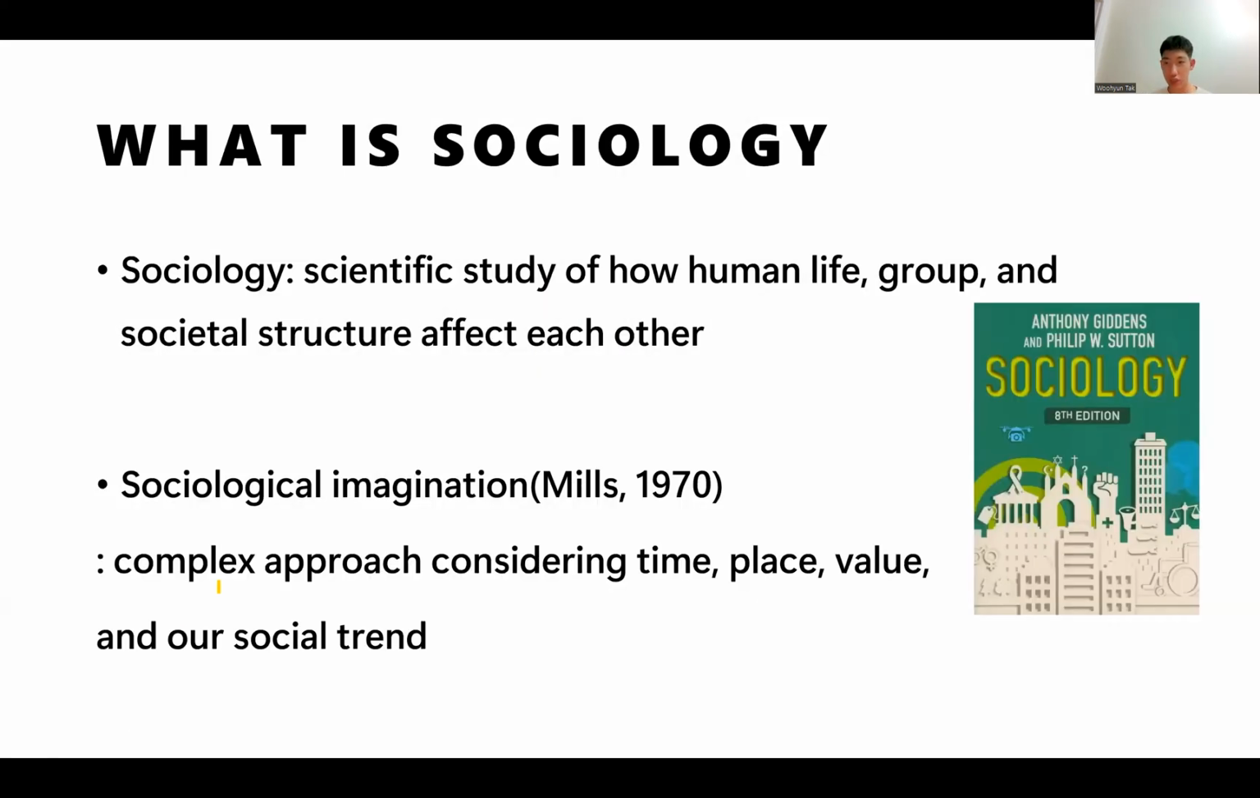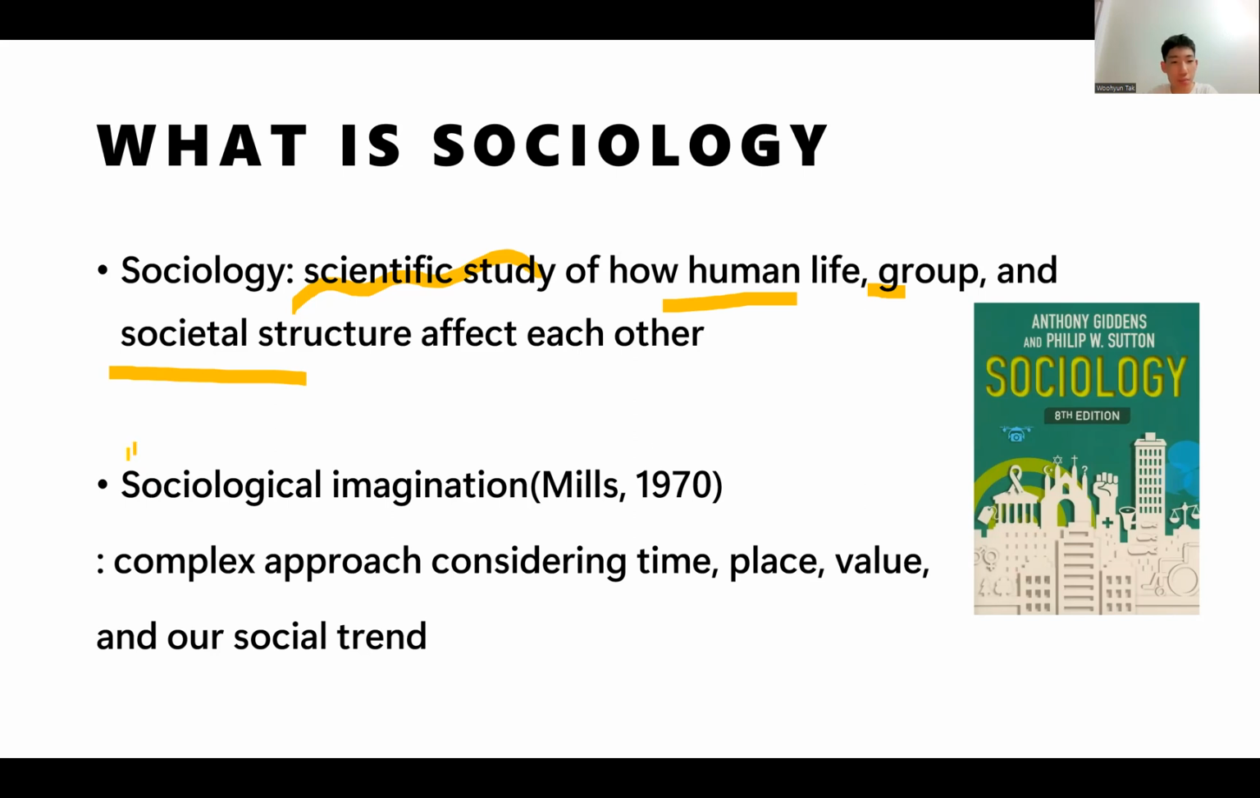Then what is sociology? That's about our society, right? To be more specific, sociology is a scientific study of how human life, groups, and social structure affect each other. It means how I, you, we, they, and all have a strong impact on each other. Analyzing this is the key point of sociology.